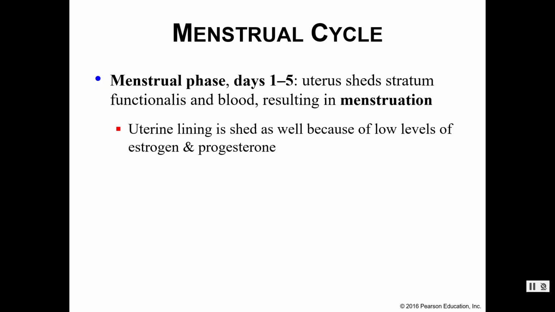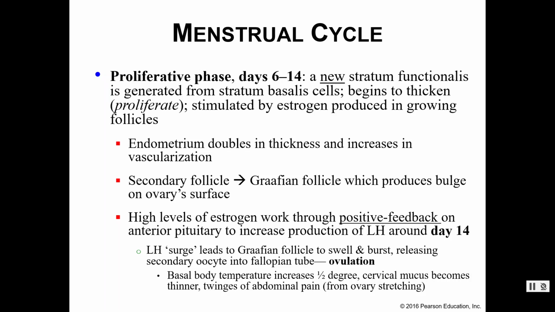Once menstruation finishes, we move into the proliferative phase, days 6 through 14 approximately. Since we just shed our stratum functionalis, we're going to need to generate a new one. This new stratum functionalis is generated from the stratum basalis. Okay. So the functionalis begins to thicken. Okay. And this whole process is stimulated by estrogen production in the growing follicles.